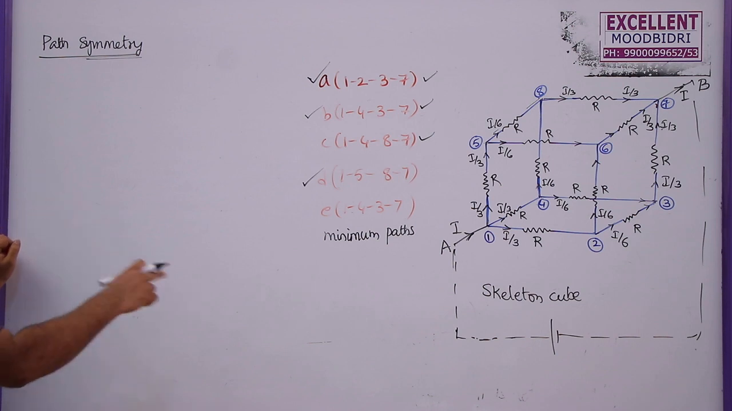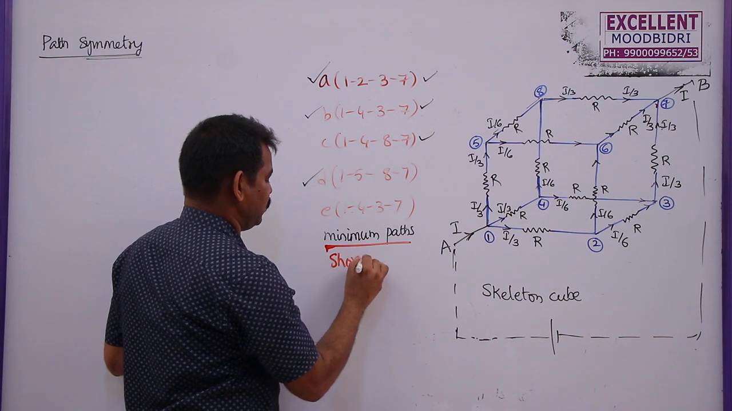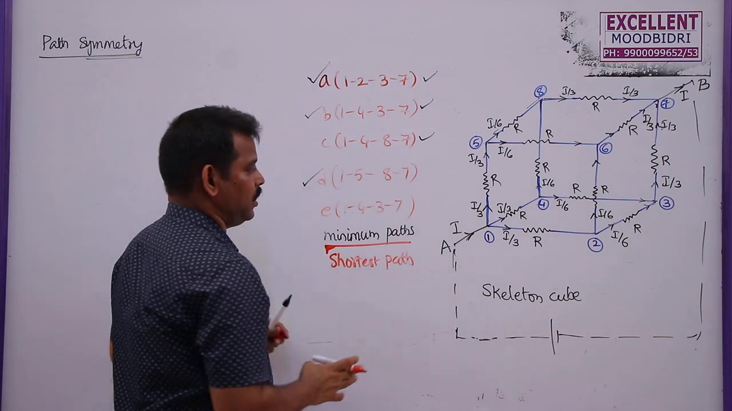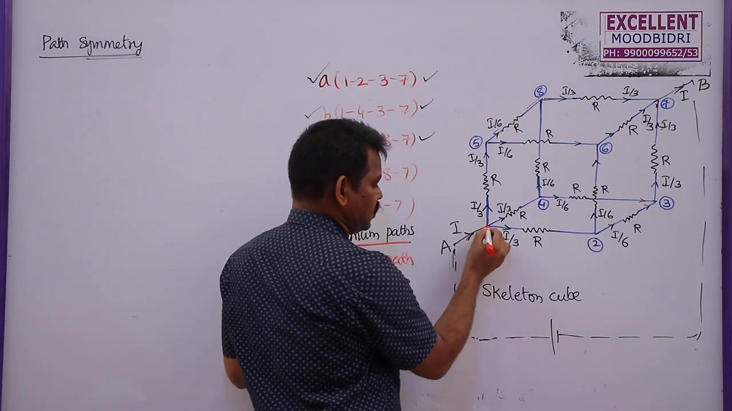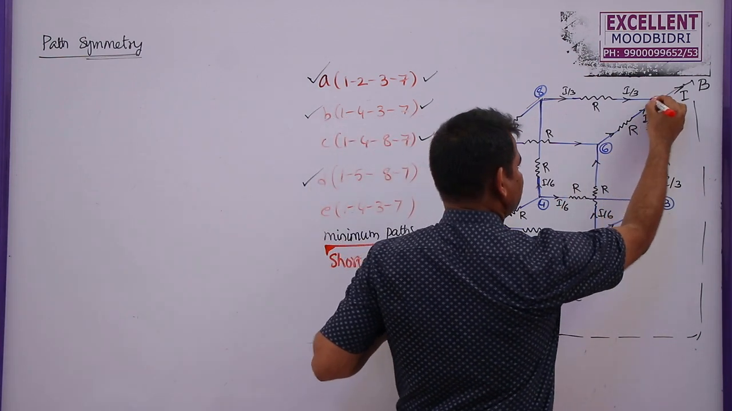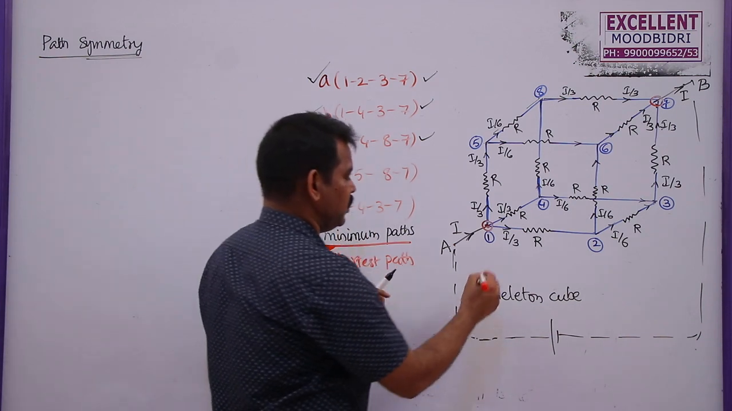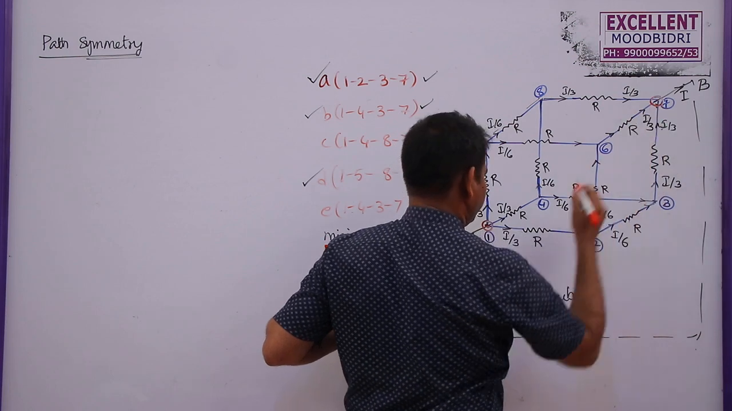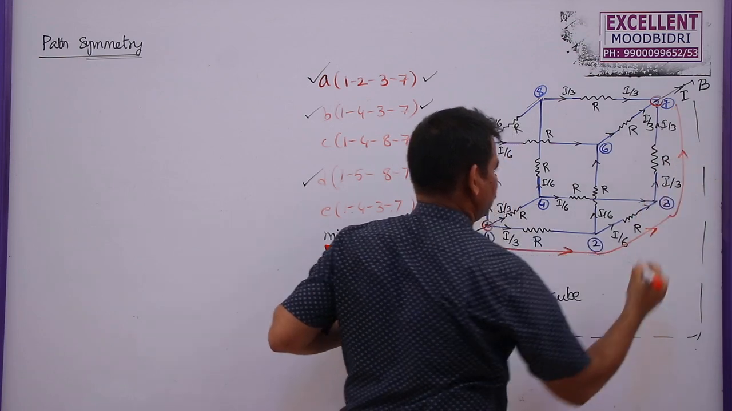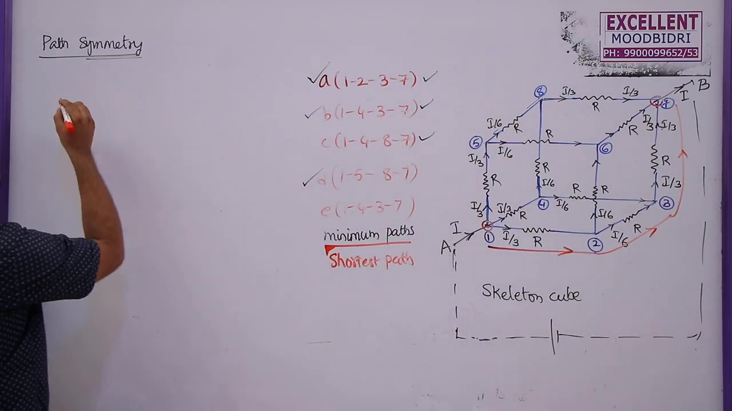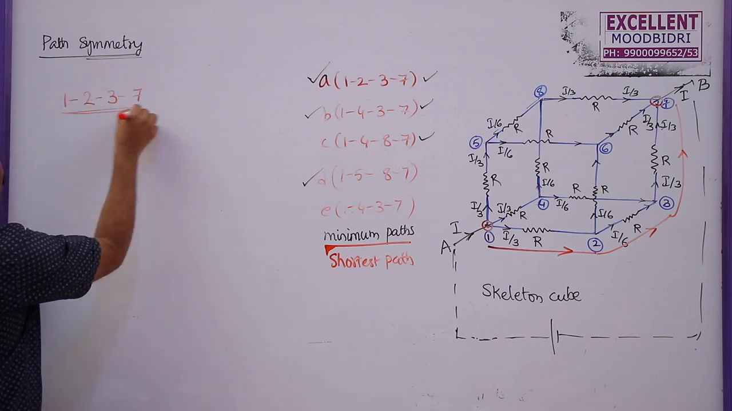Now you can consider any one path, the shortest path. Minimum paths are also called the shortest path, to find the effective resistance between A and B. So this is A, no resistor here. From this point to this point 7, what are the shortest paths available? We can consider any one path. So let me consider this 1, 2, 3, 7. Along this path, 1, 2, 3, 7, this is one of the shortest paths.